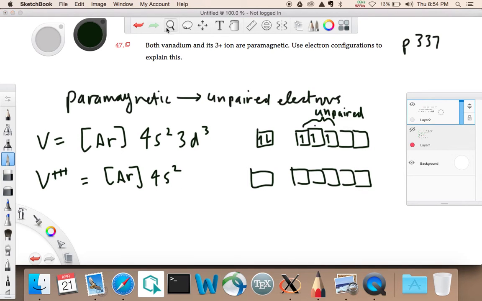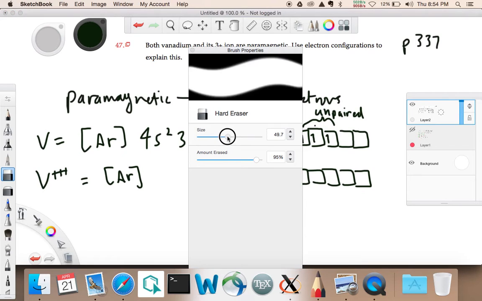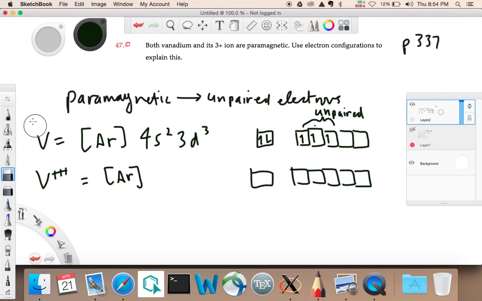It must instead be, let me get an eraser. Let's make the eraser a little bigger. Eraser, let's say huge. It's too big. Okay. So let's go back here and say that it must be that both of these guys go, and we have one left there. So I'm going to say it's 3d1.